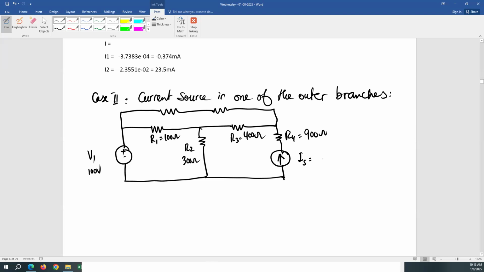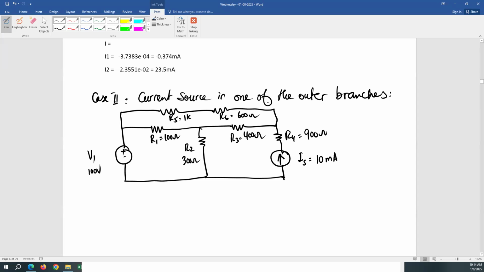And let's say this source is 10 milliampere. Let's call this source to be 10 milliampere. And R5 is 1K, R6 is 600 ohms. So let's assume this is my circuit.